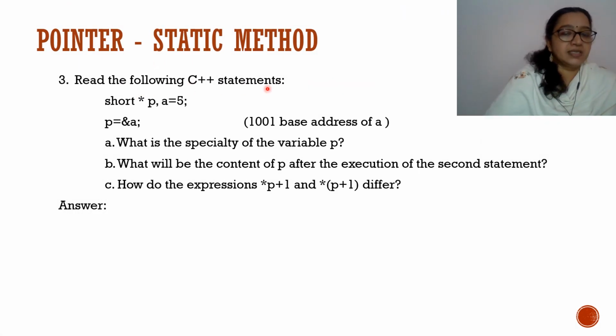Read the C++ statements. Short star p comma a is equal to 5, meaning p and a are the variables. P is a pointer variable, a is a normal variable, and both data types are short. And a is initialized with 5. And in the next line, p is equal to ampersand a. Ampersand means address of a. So p is equal to ampersand a means the address of a will be assigned to p. And here I put the address in the bracket, 1001 is the base address of a.